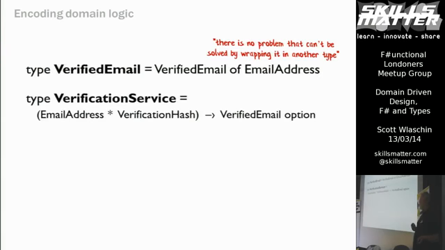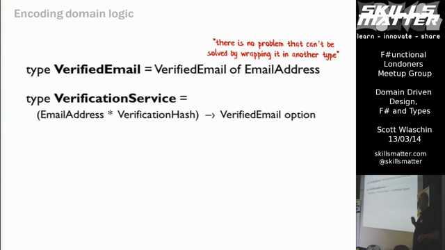And here is our verification service. It takes a normal email address, and it takes some sort of hash that the user has clicked on to verify their email. And if the hash matches the email, then you get a verified email option, because the hash might not match. So this service checks them, and if everything's good, you get a verified email.